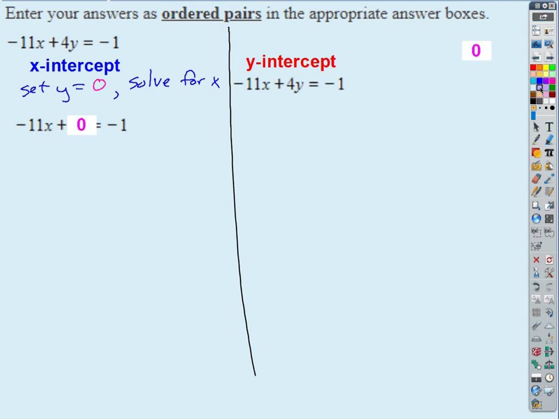So if I do that, x equals negative over negative is positive, right? So I just get 1/11th, which doesn't simplify. So I get 1/11th. That means my x-intercept, if I want to write it as an ordered pair, is the ordered pair 1/11th, what? 0.